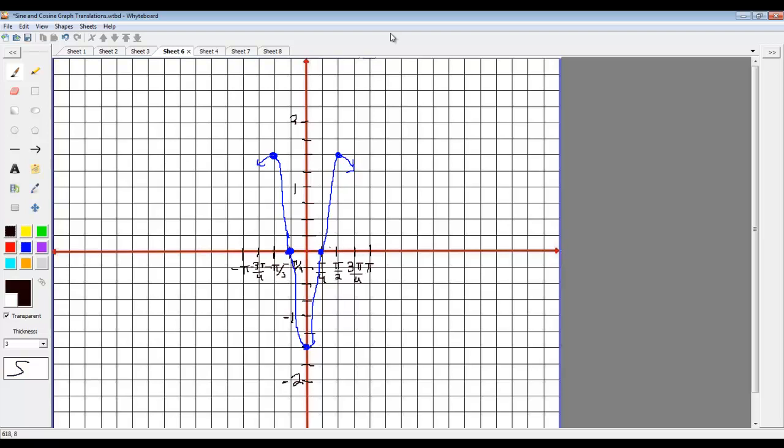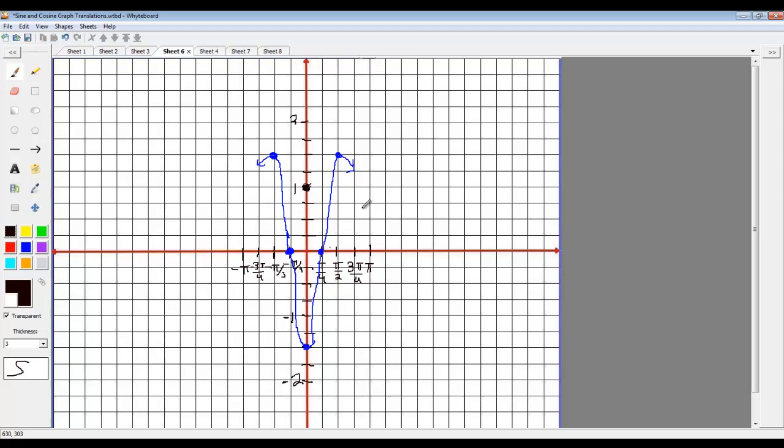Okay, so there's the graph. The shift to the left, negative pi over 2. So normally the cosine graph would have started right here and then gone down. So negative pi over 2 shift to the left, and you see that point there. Then there's that vertical stretch of 3 halves, so instead of being at 1, you're at 1 1/2 right here.